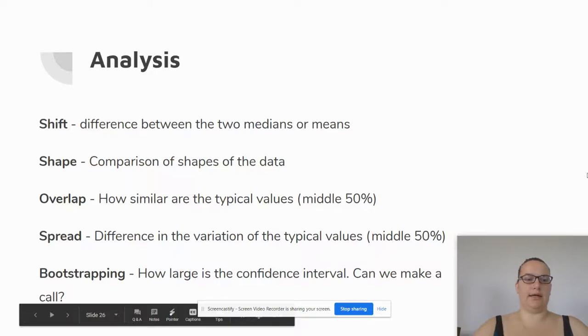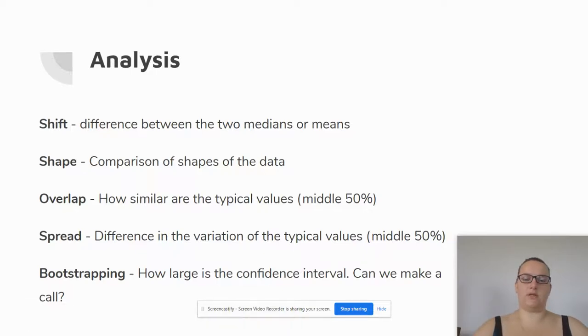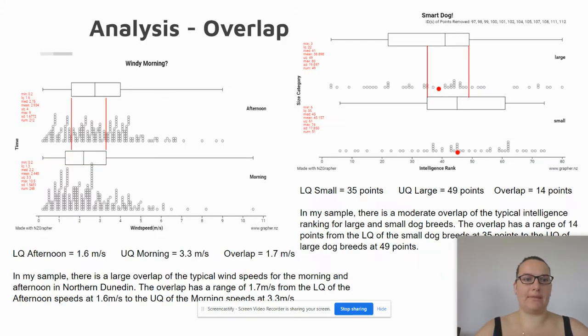So now we're going to look at the overlap. The overlap tells us how similar the typical values are. Typical values are the majority, so we're talking about the middle 50%, what happens most of the time, or 50% of the time. When we talk about overlap, it's the overlap of the box. The middle 50% of our data is the box of our box and whisker graph.